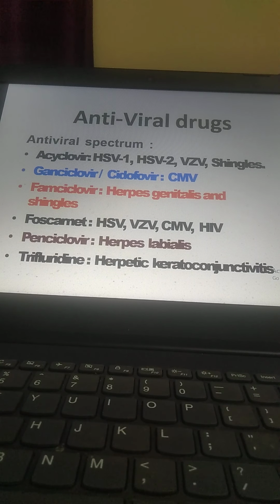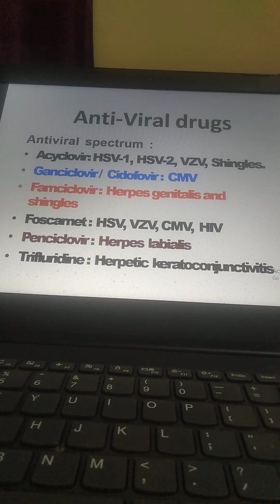So ganciclovir, cidofovir, and it is cytomegalovirus. Penciclovir, herpes genitalis and shingles. Foscarnet is HSV, VZV, CMV, and HIV. Penciclovir is herpes labialis. So it can be used at different sites, I would say as topical.